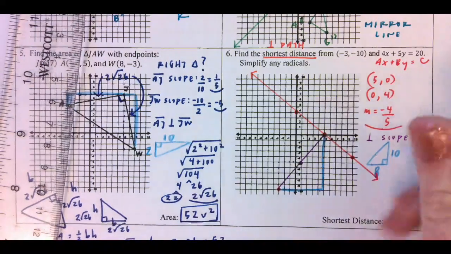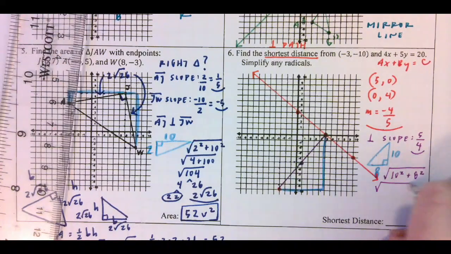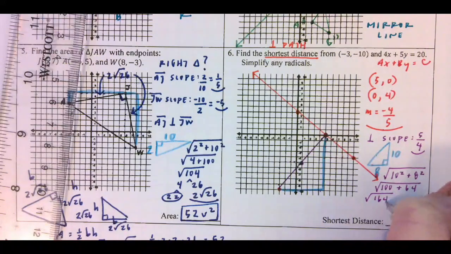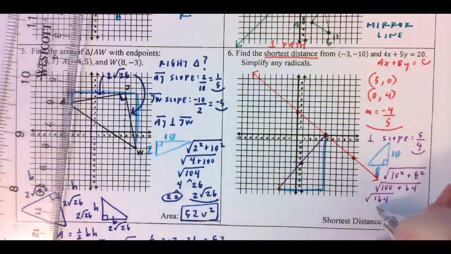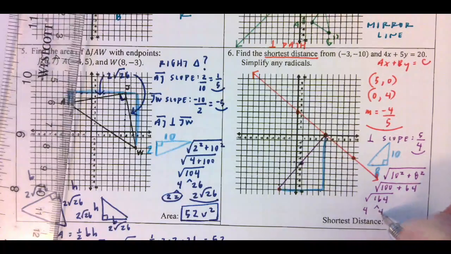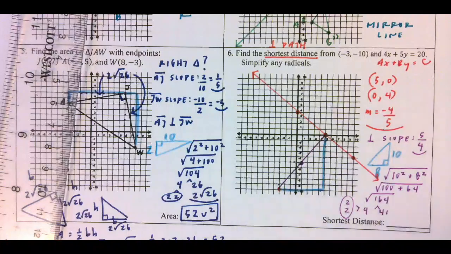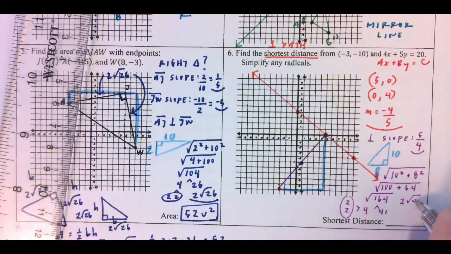So here I'm looking at the square root of 10 squared plus 8 squared. So the square root of 100 plus 64, which is 164. Let me look at that. That's 4 times 41. And that 4 will give me a pair of 2's, but I'm not going to have a pair in that 41. So it's just going to be 2 root 41.